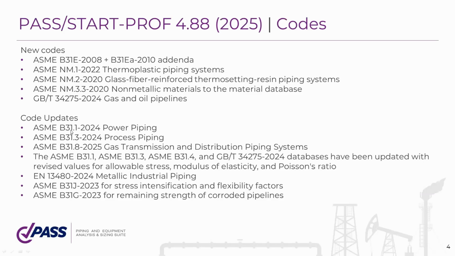It is the ASME B31E, B31H to the latest versions. Also, we updated the material databases: allowable stresses, elastic modulus, Poisson ratio, and others in all codes we have in our database. And also we updated the European code to the latest version, updated the ASME B31J for stress intensification and flexibility factor calculation to the latest version, and updated the ASME B31G code for calculating remaining strength of corroded pipelines.